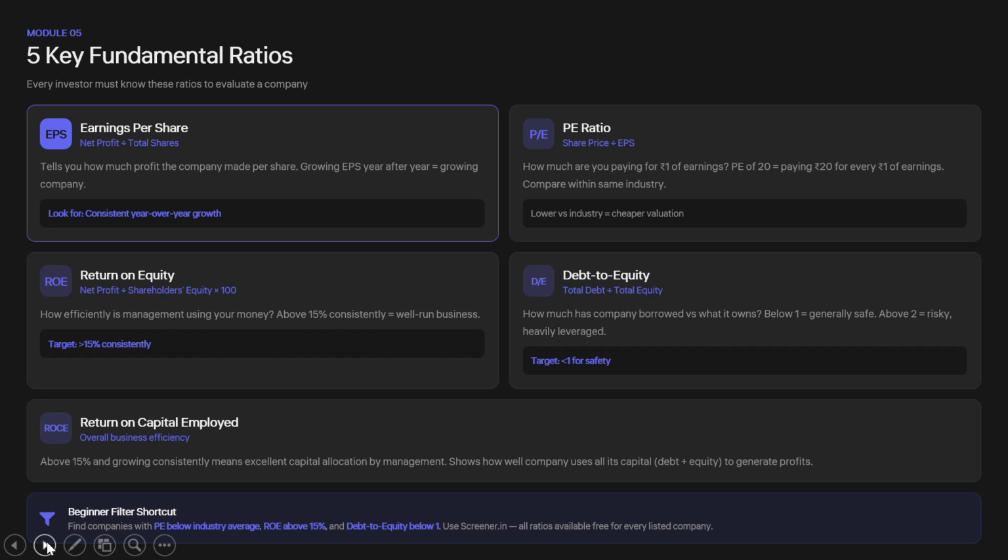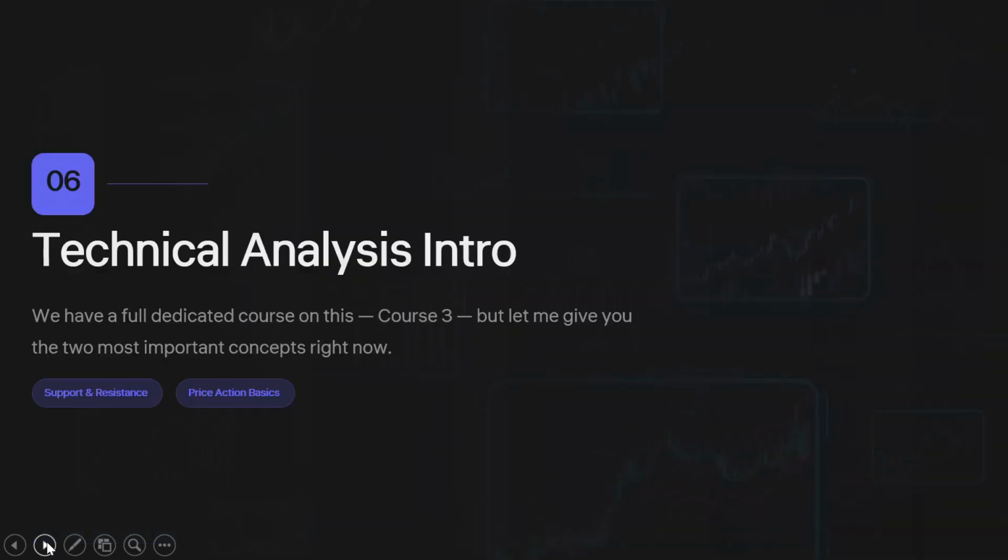My shortcut for beginners. Find companies with PE below industry average, ROE above 15%, and debt to equity below 1. That is your starting filter. Screener.in is a free tool where all these ratios are available for every listed company in India for you all to refer and start.